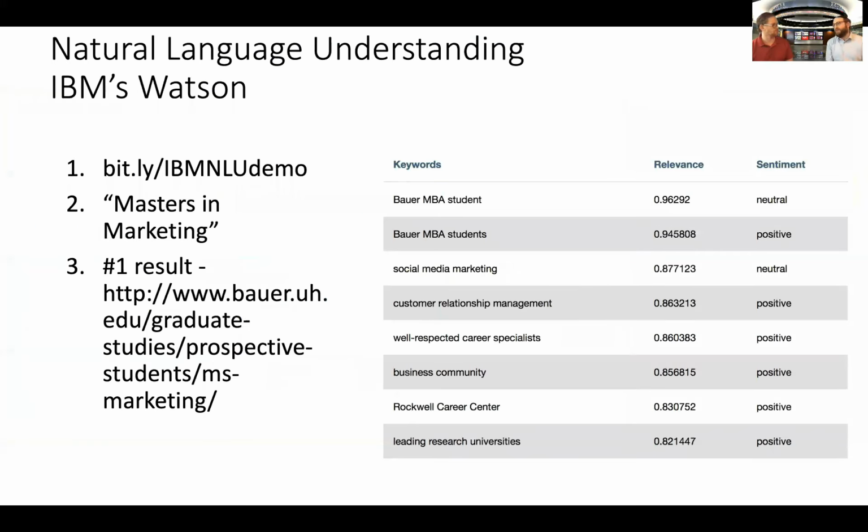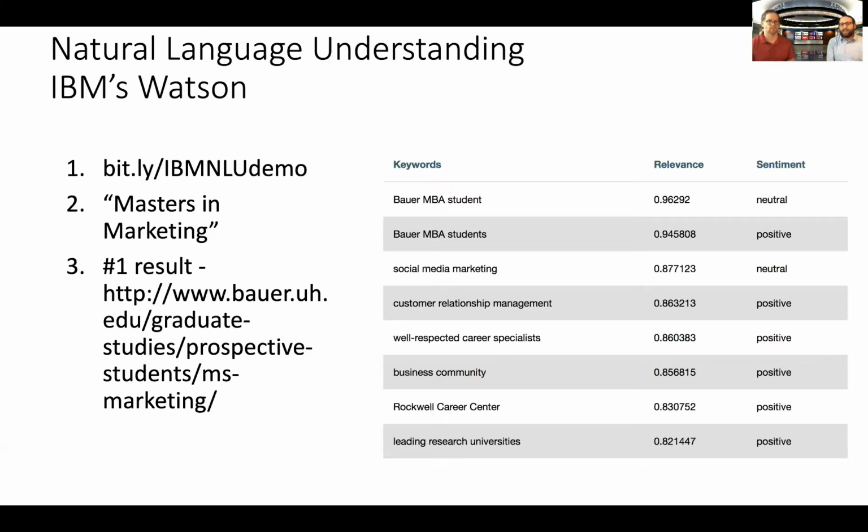Okay, so how do we figure out contextual keywords or additional keywords that we need to throw into our keyword groups? There are other tools that can do it, but a free option is IBM's Natural Language Understanding tool, called Watson. And this is a free demo that you guys can access. You can get there by going to the bit.ly link you can see right there.